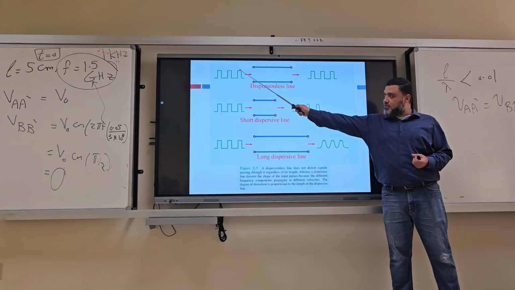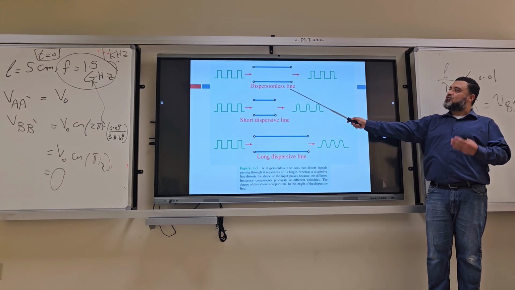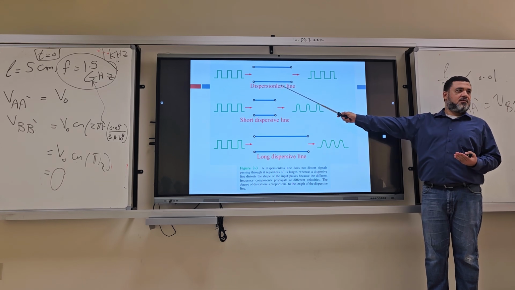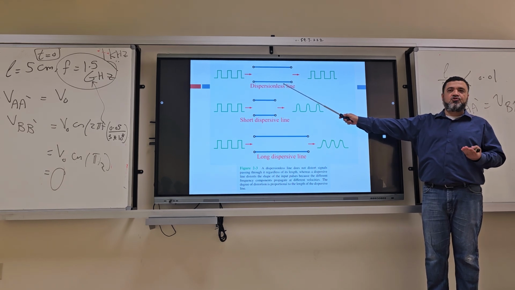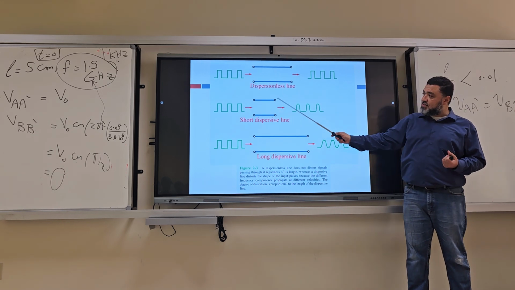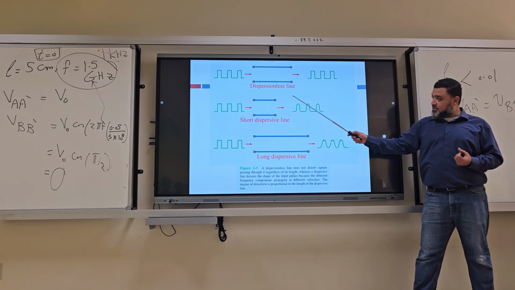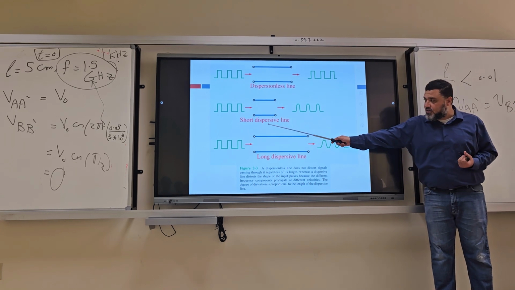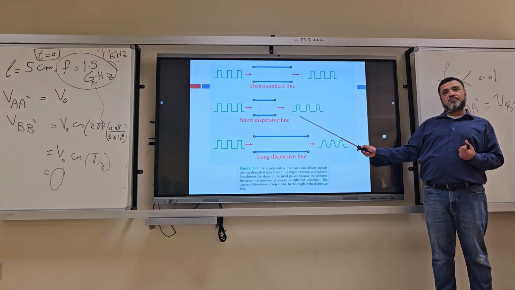If the input is very similar to the output, it's distortionless. You call it dispersionless. Dispersion means distortion. If you have a short transmission line, look at these two signals. Are they the same? Are they different? Are they similar? No. Different. This distortion comes from a short dispersive transmission line.